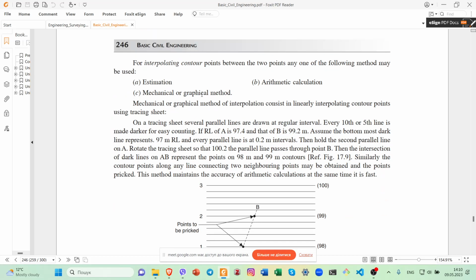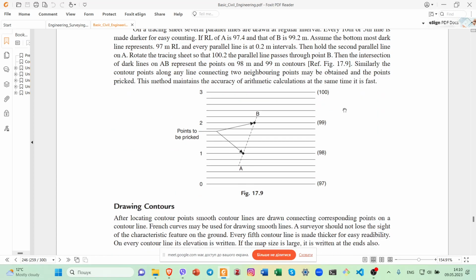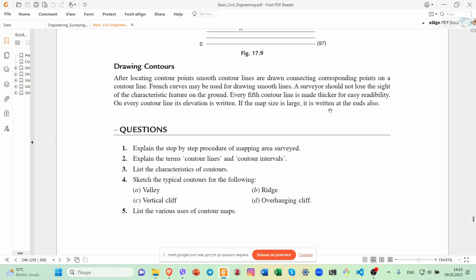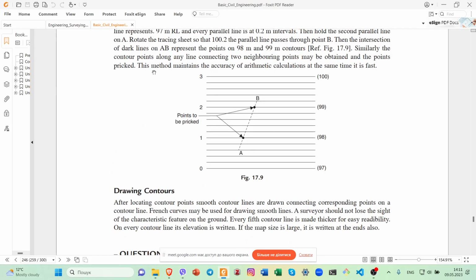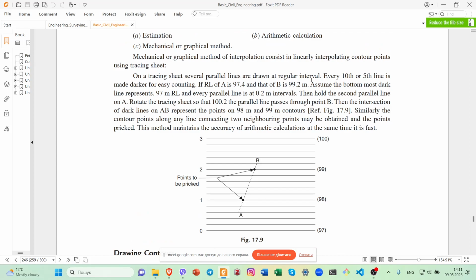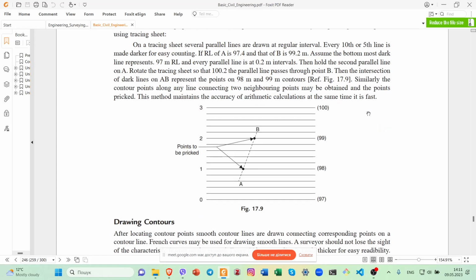Here you can see the explanation of how to make an interpolation of contour points between the two points. Any of the following methods may be used: estimation, arithmetic calculation, mechanical or graphical method. And you can read the article yourself.